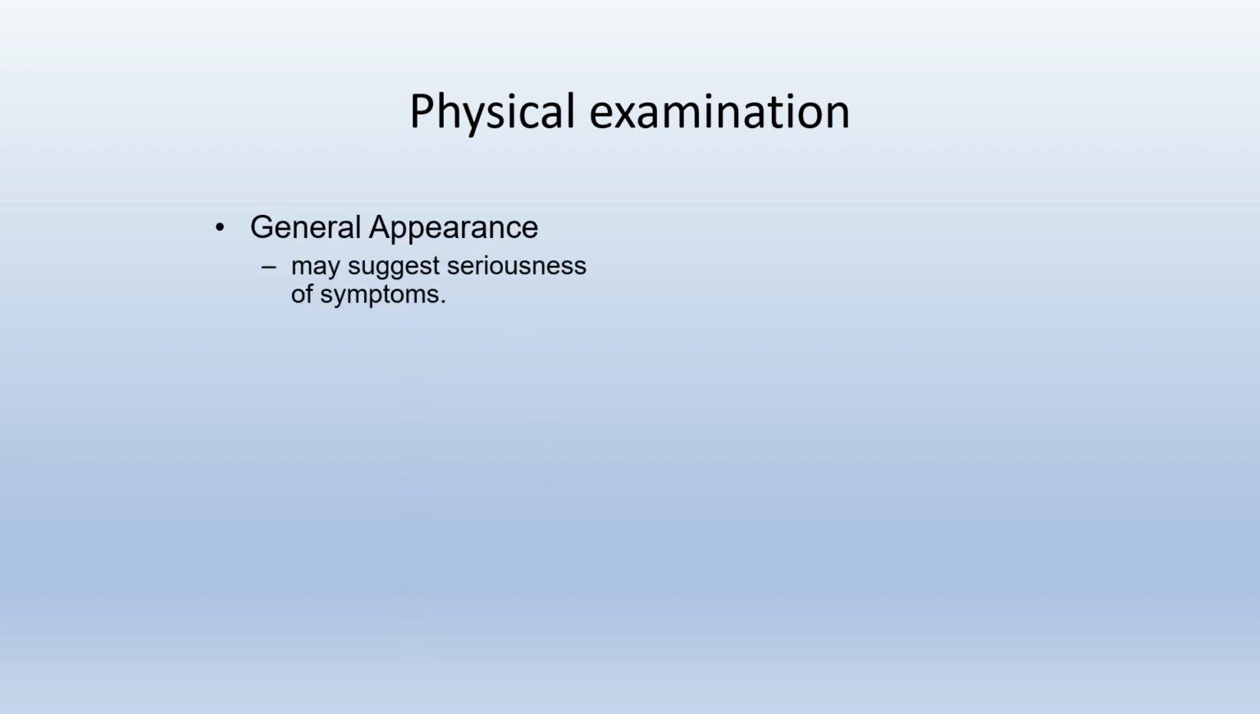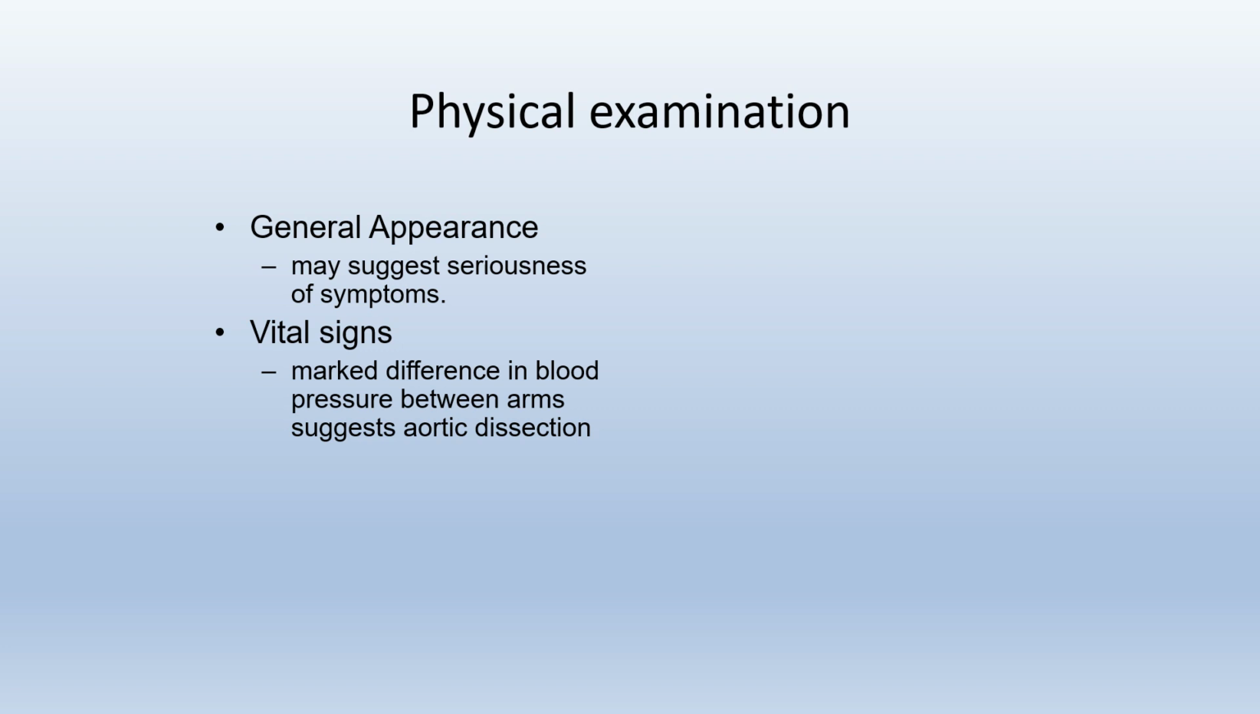Physical examination. One has to examine and see the painful area. Is there any sign of trauma or any local pathology? Auscultation can give a murmur. So the general appearance may suggest seriousness of the symptoms. Vital signs: a marked difference in the blood pressure between the arms suggests aortic dissection. That is the hallmark for diagnosis.